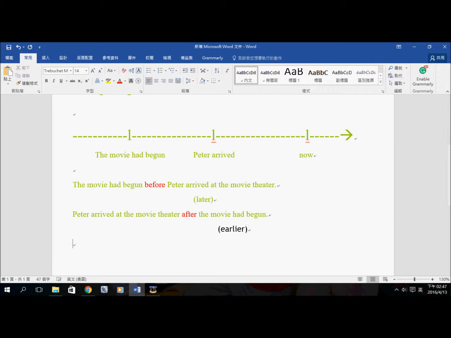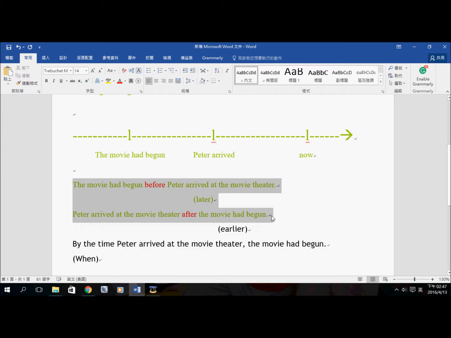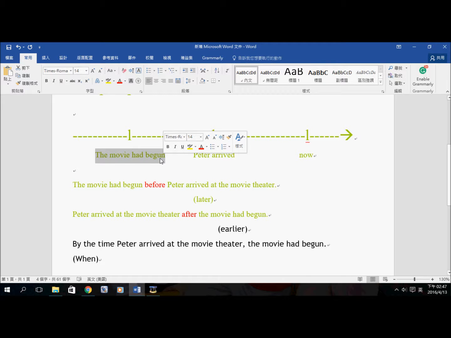And we can also rewrite the sentence by using by the time. I'm going to show you how to do that. By the time, it means when Peter arrived at the movie theater, comma, the movie had begun. Of course, you can also use when for this. When Peter arrived at the movie theater, the movie had begun. All three sentences talk about the same thing. The movie had begun, had occurred, had happened before Peter arrived at the movie theater.